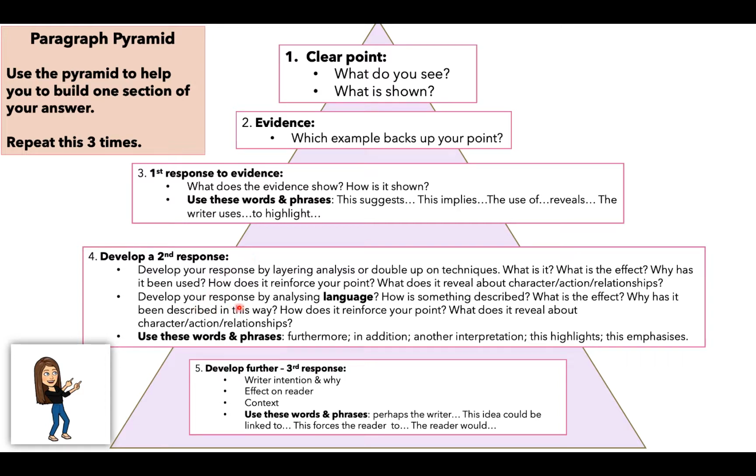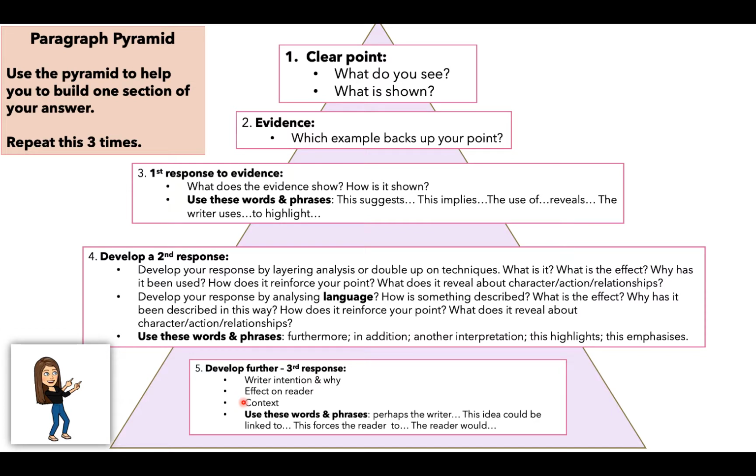You can develop your response by analysing language, but this is only going to work if you've actually remembered a word or a phrase from the novel. So for example, the illustration that I used earlier about Leper's hat. So I remembered that it's white. That will do. Then I can talk about language, the connotations of the word white, what it suggests about him, why it's been used, for example. And when you're developing and layering your response, then you've got these words and phrases to kind of help you, but also to show the examiner that you are building.